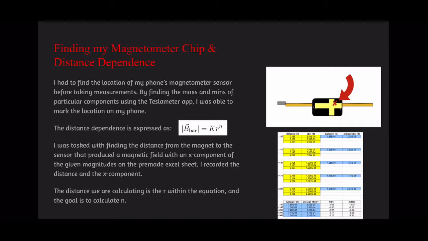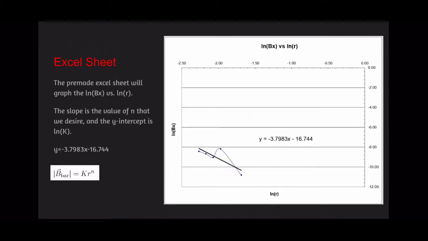The distance we were calculating is the r within the equation, and the goal was to calculate n. The pre-made Excel sheet graphed out the natural log of the x component of the magnetic field versus the natural log of the distance r. The slope is the value n that we desire, and the y-intercept is natural log of k.